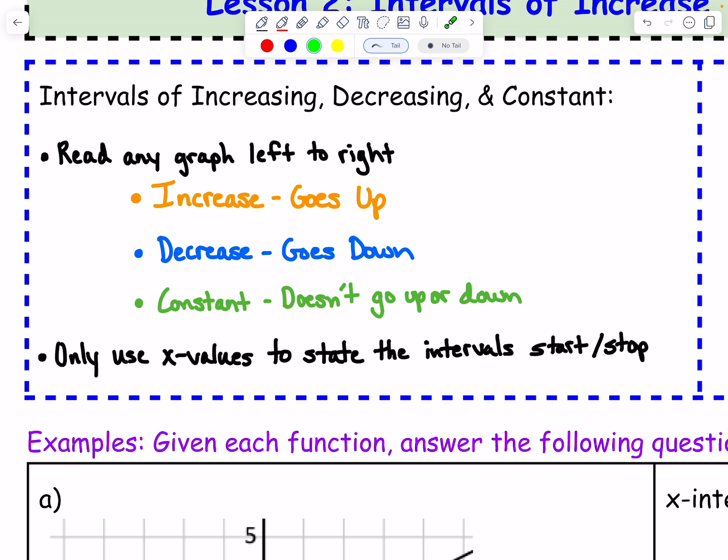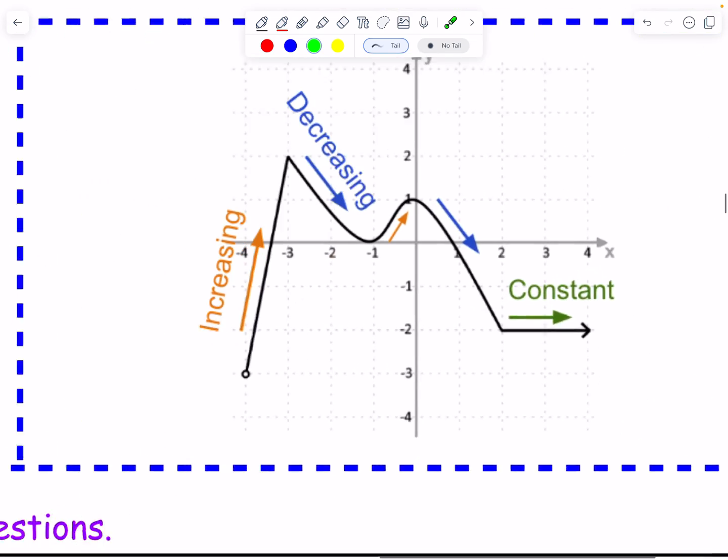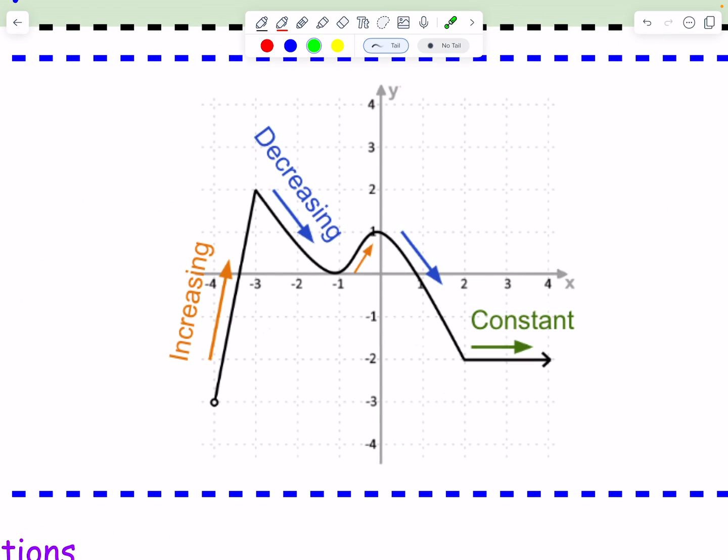And whenever you're naming the intervals, you want to only use X values to state the interval's start and stop points. So write those down, and then let's take a look at this example over here. It's a great example of how going from left to right, as you go up, you're increasing. As you go down, you're decreasing. And that can happen multiple times within one graph. And as you flatten out or have no increase or decrease, that's called a constant interval. So take a look at that nice example and notice where they turn around and do something different. We call those turning points on the graph.